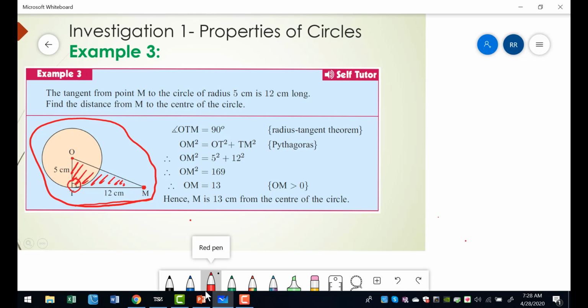And because this is a right angle triangle, if you want to know the length of OM, we can use the Pythagoras formula to find the length of OM. So I'm going to write down the vertex, and we write down any values that we know from the question, and we know that OT is the radius, so it's just 5 cm, and we know the TM is 12 cm.